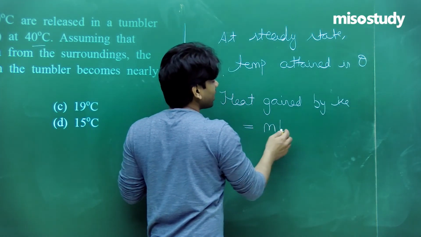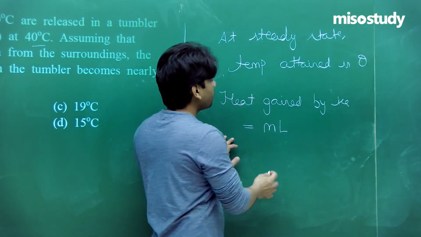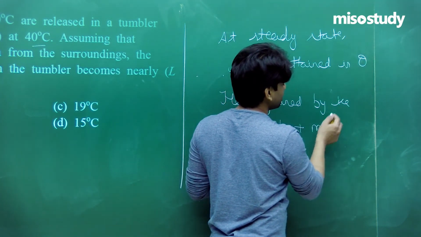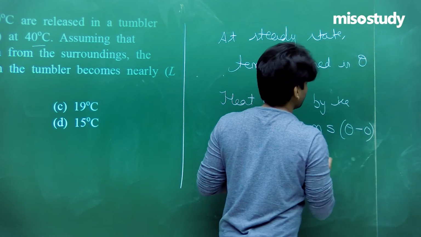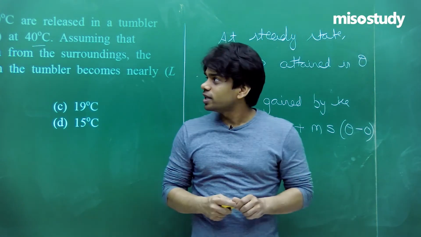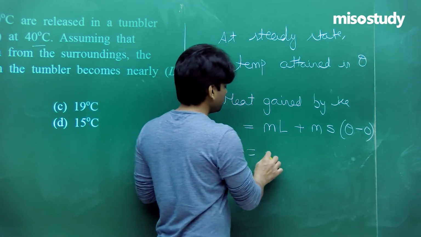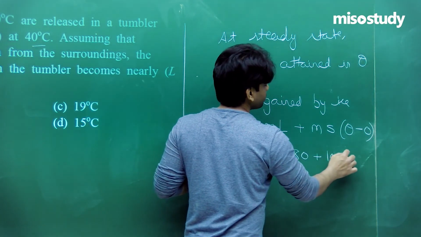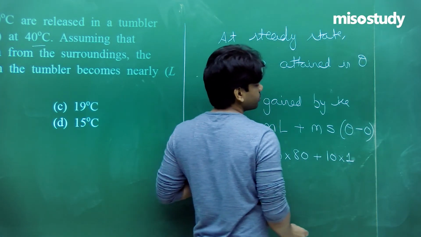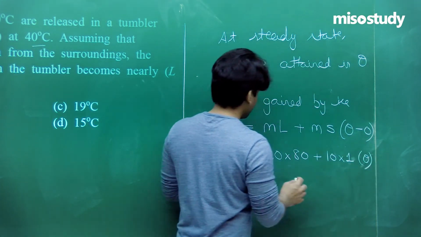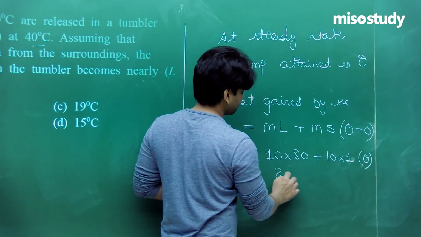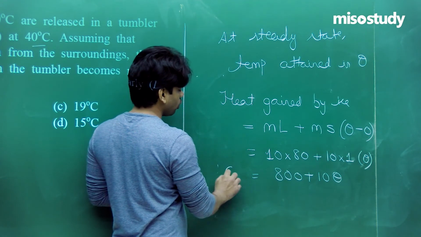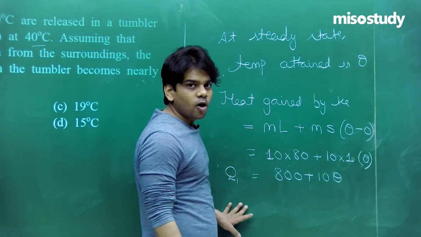This will be equal to m into L, when ice gets converted from ice to water at 0 degrees Celsius, plus mass of ice m multiplied by the specific heat capacity of water, let's say S, into the difference in temperature, theta minus 0. Now put in all the values: 10 gram of ice, L is 80 calorie per gram, plus 10 grams, specific heat capacity of water is 1 calorie per gram per degree Celsius, into theta. So this will be 800 plus 10 theta, in calories, the heat gained by ice.